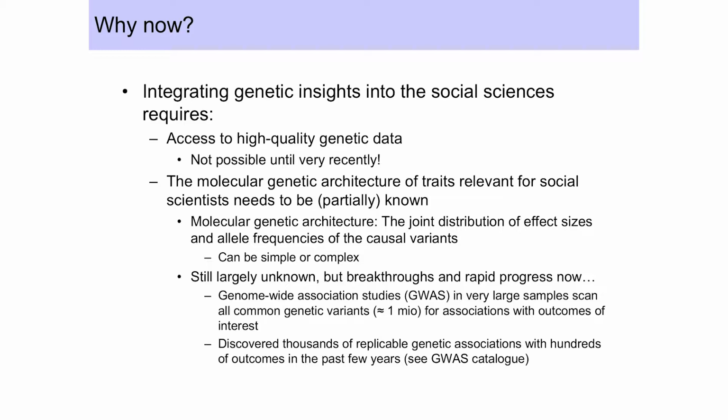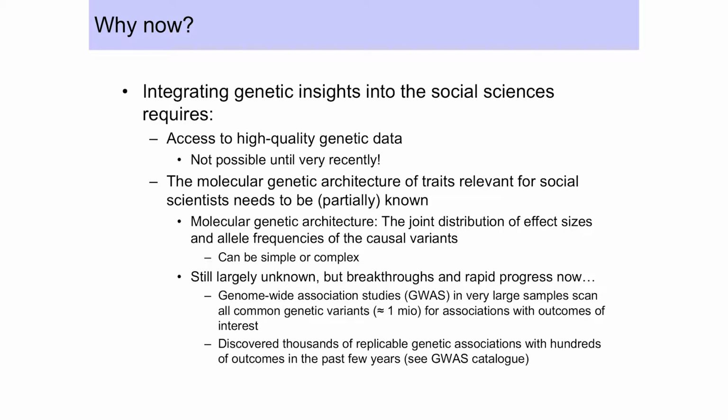The second thing is you need to have at least some preliminary understanding of what I call the molecular genetic architecture of traits that are relevant for social scientists. With that, I basically mean the joint distribution of the effect sizes and allele frequencies of the causal genetic variants. This can be either simple or complex. For most behavioral traits, it's extremely complex. And this part is still largely unknown for most of the traits that we're interested in as social scientists, but there is enormous progress being made at the moment.